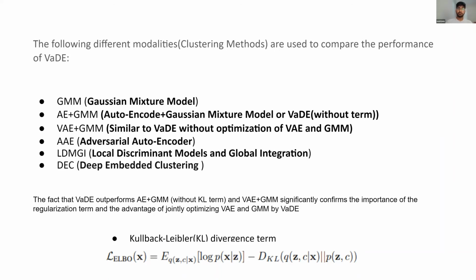The first one that we are going to compare is the Gaussian mixture model, which Andrew was talking about in the previous slides. The second unsupervised clustering method is the autoencoder plus Gaussian mixture model. It is basically a VADE network, but without the divergence term in it. Because of not having the divergence term, the error rate is going to be minimum for the autoencoder plus Gaussian mixture model.